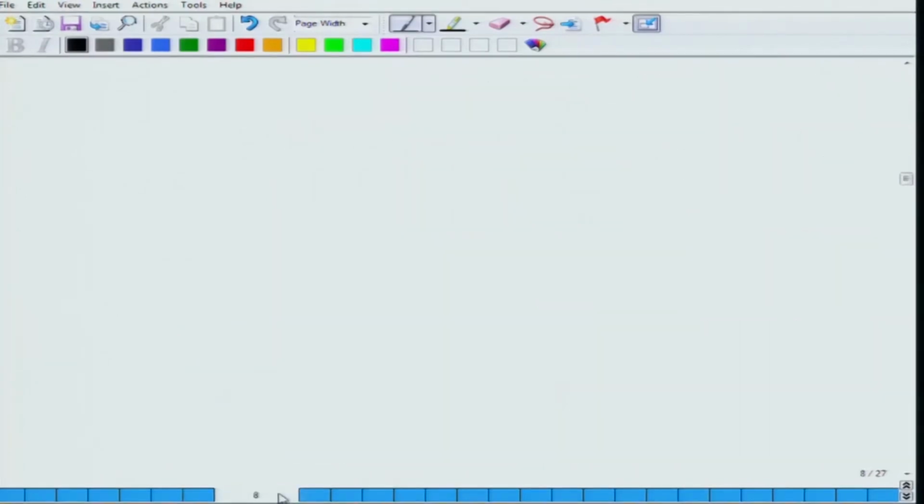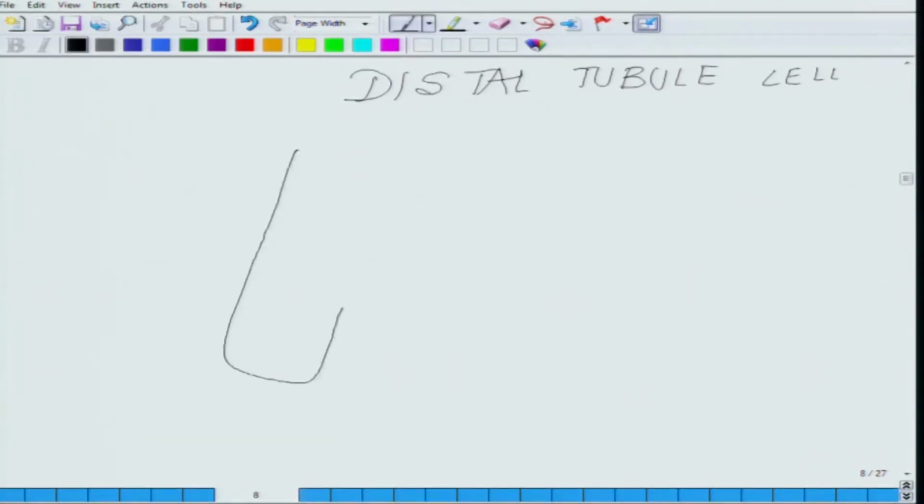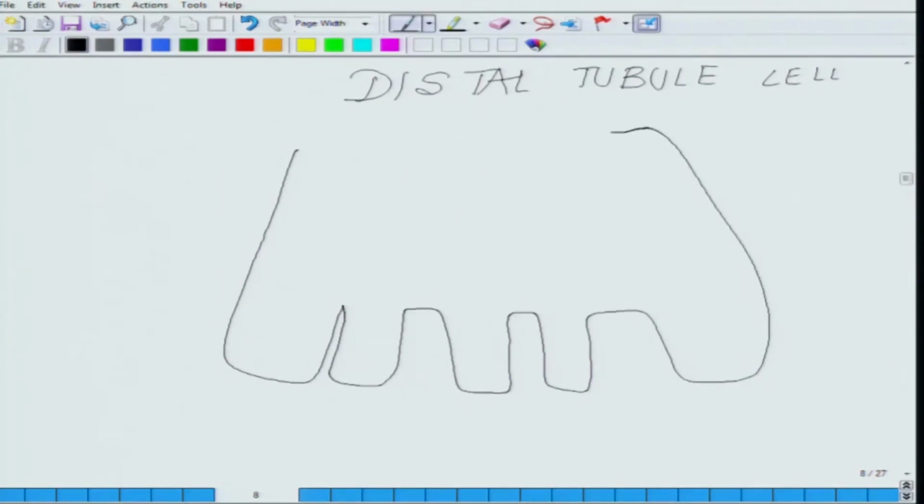From here we will move on to the structure of the distal tubule cells. Depending on their functions, their anatomy changes. Distal tubule cells. So the distal tubule cells are something like this. The basic structure remains the same. You have the mitochondria likewise, but the stark difference comes somewhere else. They hardly have any brush borders, so there are no brush borders.